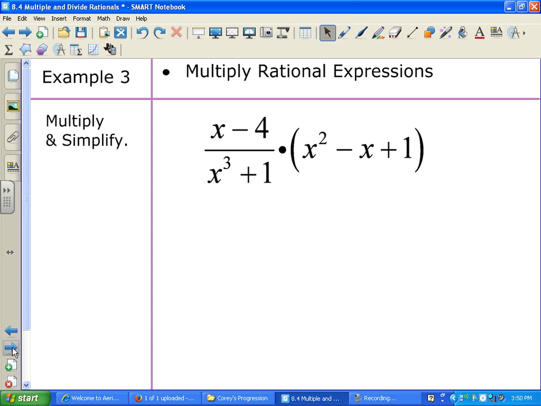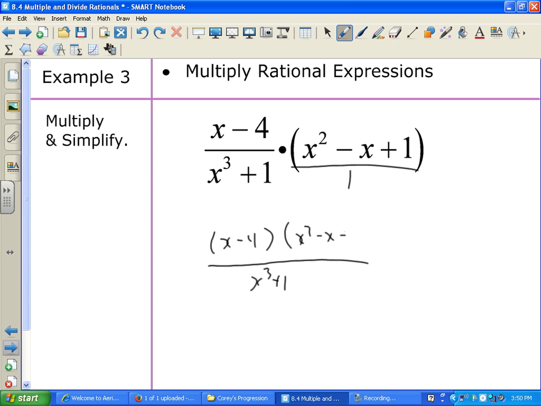Well, first off, let me ease your pain by telling you that, hey, we can make anything a fraction by putting it over 1. Oh yeah, I forgot about that. So let's rewrite it. That's x minus 4 over x cubed plus 1 times x squared minus x plus 1.